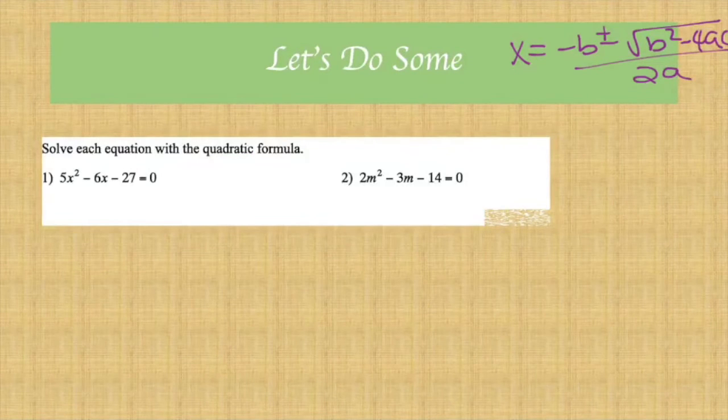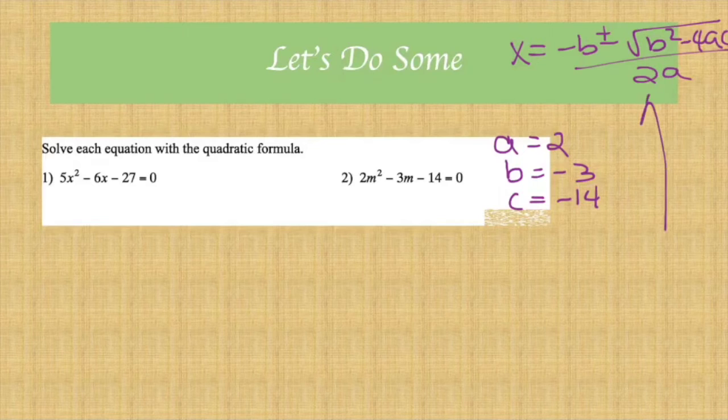Now we're going to do number 2. We have to do the A and the B and the C like we did before. A is the number in front of the squared variable, in this case m, so I'm going to have a 2. B is in front of the variable that has no exponent, and so that's negative 3. And C is right there, it's negative 14. And we're going to plug it in to the quadratic formula up there.